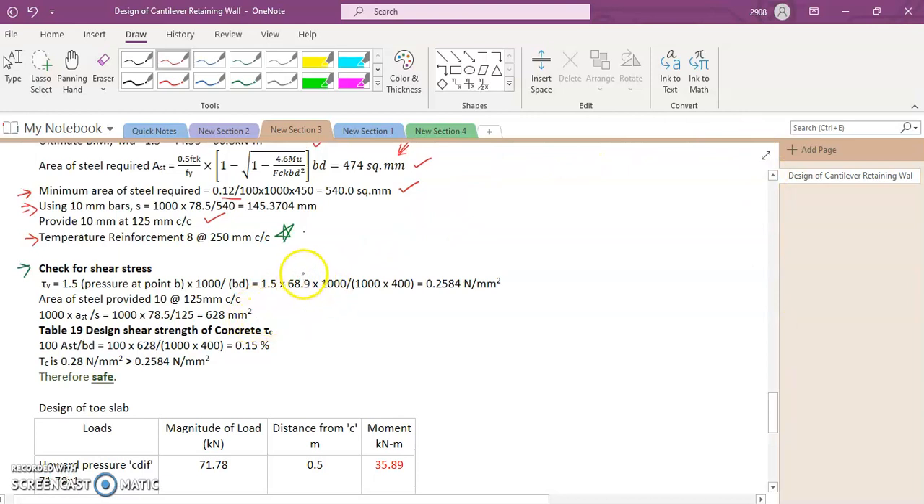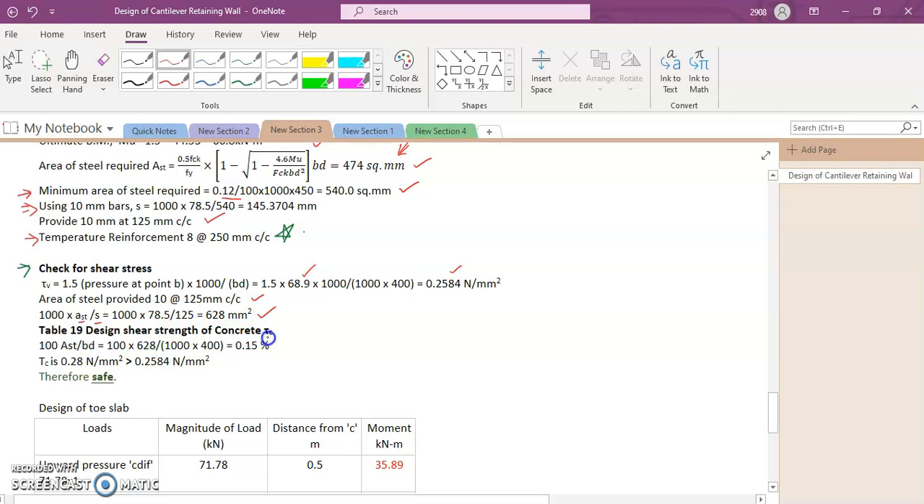Or 68.9. Substituting all this, we will get the shear stress at that point B as 0.2584 Newton per mm square. We had provided the area of steel, main steel, as 10 mm at 125 mm center to center. So let us calculate how much we have provided per meter width: 1000 into the area of a 10 mm bar divided by the spacing that we had provided. So for 1 meter width of the heel slab, we have provided around 628 mm square of steel.